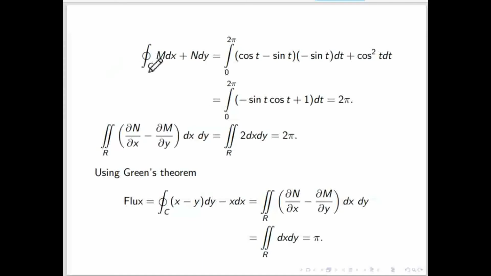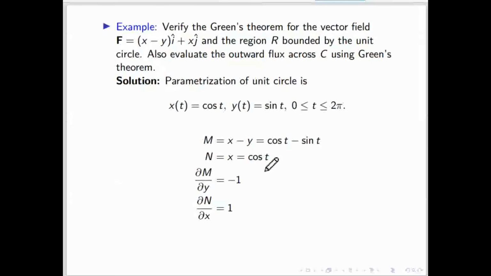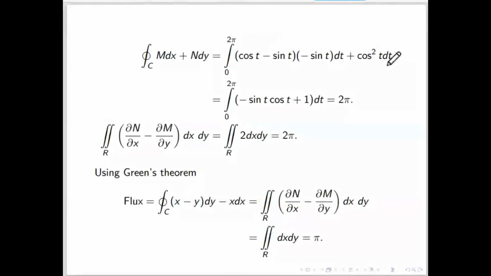So if we replace those values, then what will come? The line integral of M dx plus N dy, this is t from 0 to 2 pi, this is M. x equal to cos t, then what is the value of dx? Minus sin t dt. Plus N, the N value is cos t, and dy will also give cos t dt. So it will become cos square t dt, and then multiply cos t with minus sin t will give minus sin t cos t, and this will give sin square t plus cos square t, which is equal to 1.